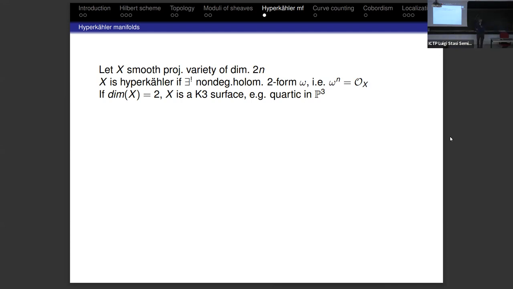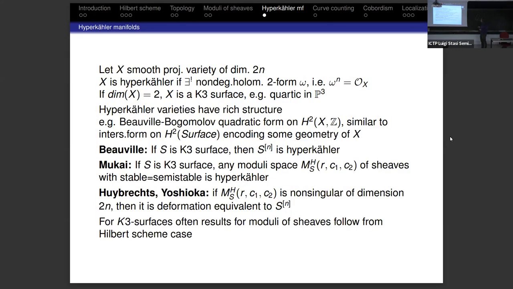And so for a long time, there was even once a theorem that these are all irreducible, that these are all hyperkähler manifolds. There was a theorem proven by Hugo Mono. And then, however, it is not true. And Beauville showed that if S is a K3 surface, then the Hilbert scheme of n points is hyperkähler. But anyway, these hyperkähler varieties have a very rich structure. One thing, for instance, that we have is this Beauville-Bogomolov quadratic form on the second cohomology.